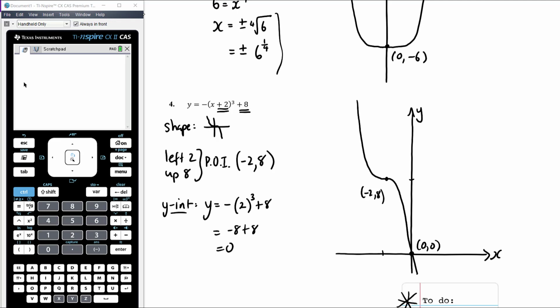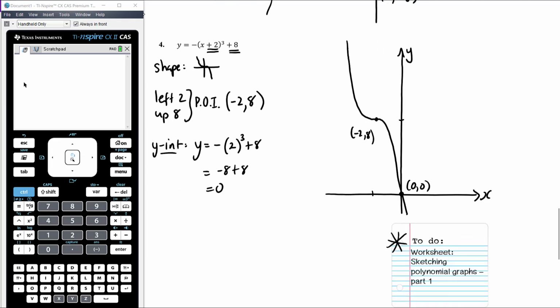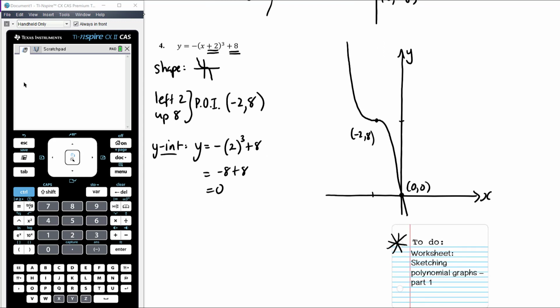Okay, so some work to do here, putting together those two new basic shapes along with our knowledge of transformations in order to sketch some basic cubic and quartic graphs. In the next video, as I said, we'll explore further what if it's not this particular cubic shape or this particular quartic shape, and how can we sketch that and how can we know that.